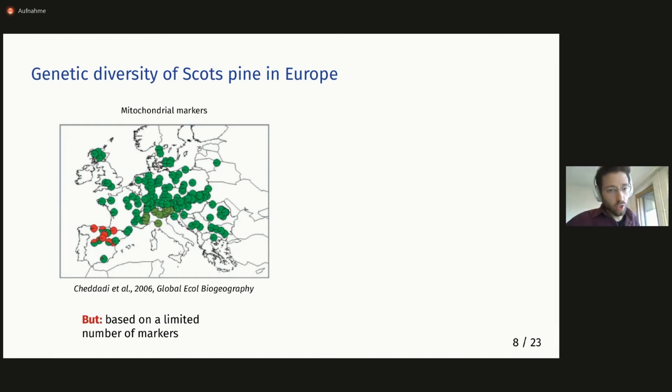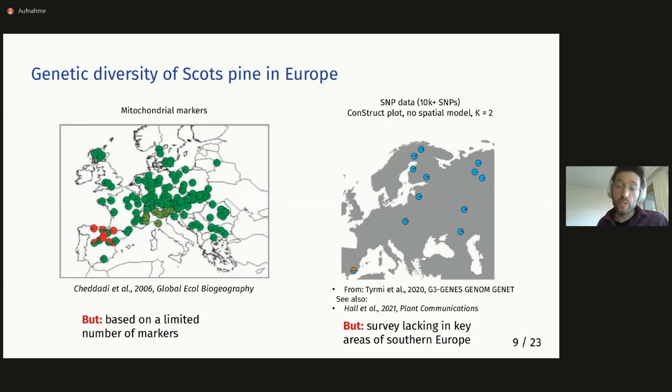post-glacial colonization routes. However, one limit of their data and analysis is that it relied on a small number of markers, and so they might have missed some finer details of the story of Scots pine. More recent work has been conducted using genome-wide genetic markers, SNPs data.